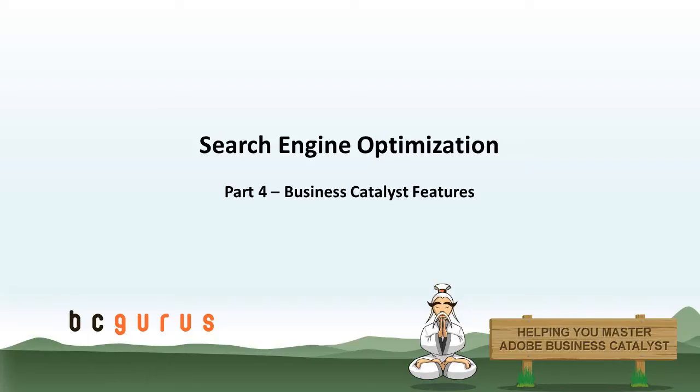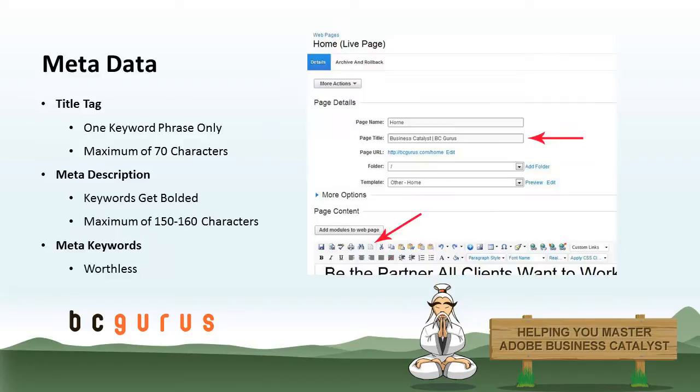In this video, we're going to learn how to set up the Business Catalyst SEO features. Now, if you haven't watched the previous videos on keyword research and on-page optimization, I highly recommend that you go watch those right now because it's going to help this video make a lot more sense.